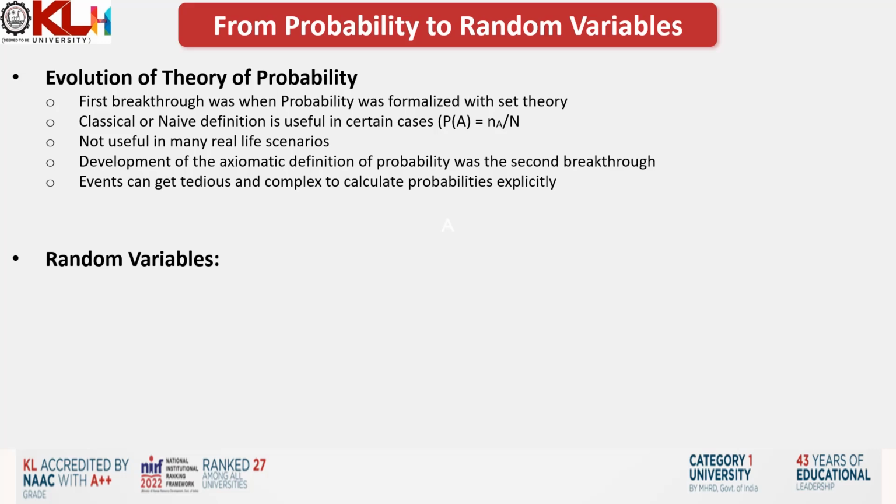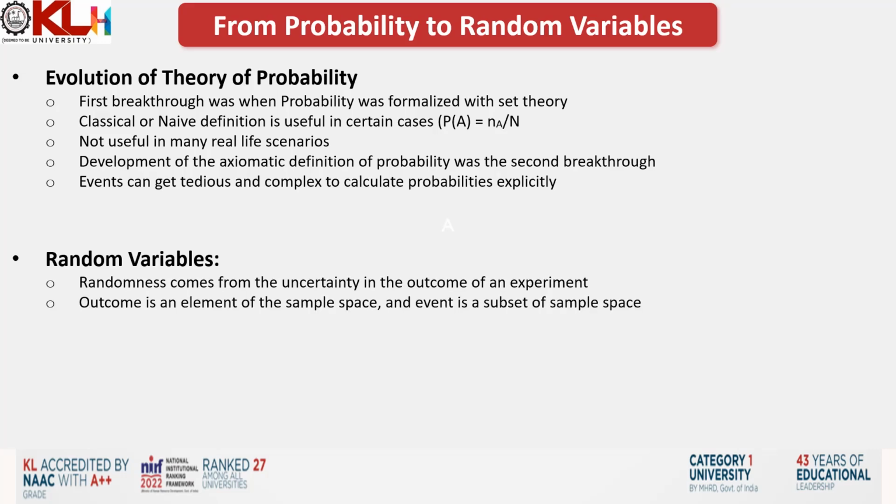Now we'll introduce random variables. In any experiment, the randomness comes from the uncertainty in the outcome. What that means is, even though we know the possible outcomes, we are not sure what exactly the outcome is going to be when we do the experiment. An outcome is an element of the sample space and an event is a subset of the sample space.